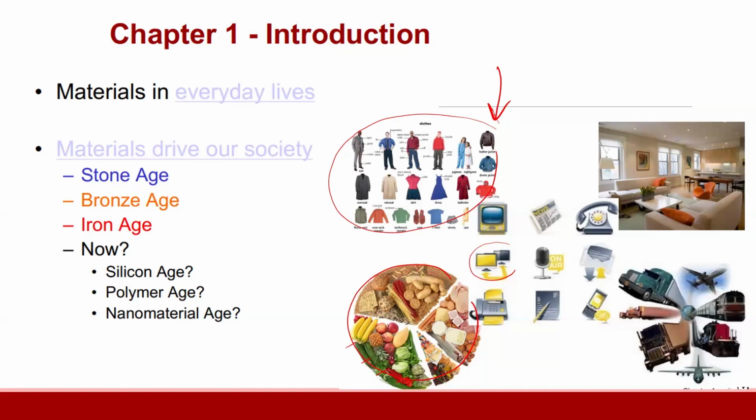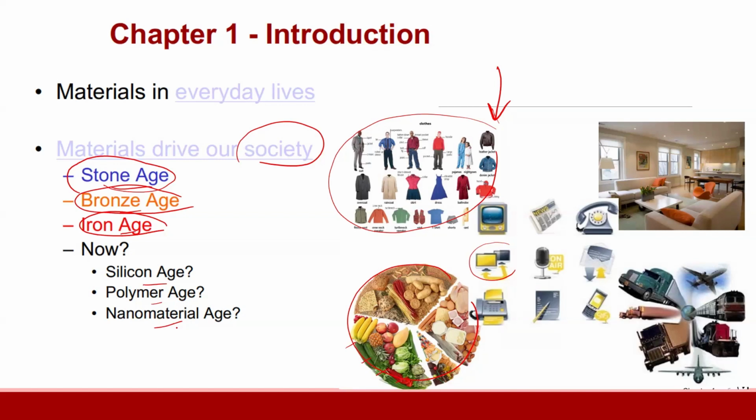Even our skin is a material. We have wood, the trees, everything is a material. So we need to learn them. In different societies, if you look back, we have different ages. So in the Stone Age, stone as a material was dominant. So everything we made with stone. And then we have the Bronze Age, Iron Age. Now we have silicon, polymer, nanomaterials.